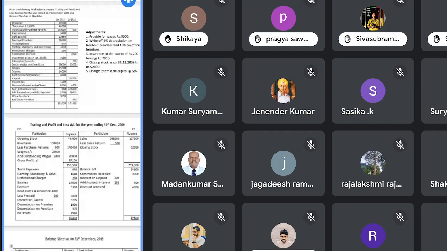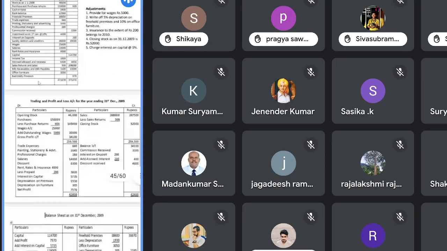Loss is to be treated as an expenditure, right? Gain you have to write in the profit and loss account credit side. So the loss, discount allowed, you have to write in the profit and loss account debit side, that is 6,300. Discount received you write in the credit side of your profit and loss account, 4,600.